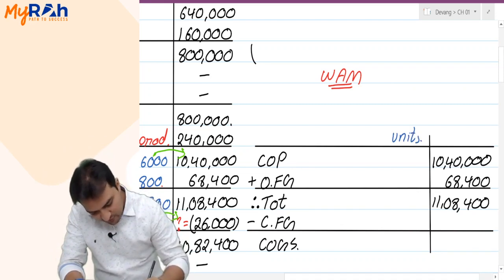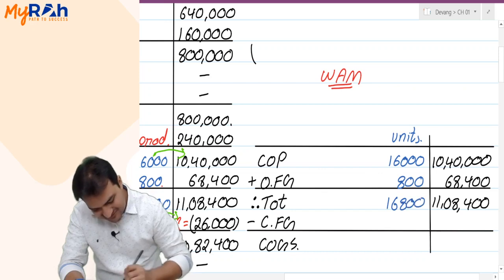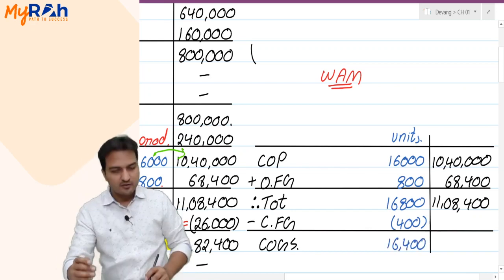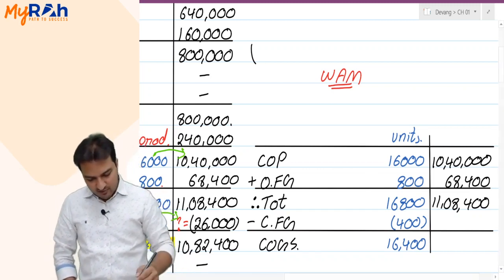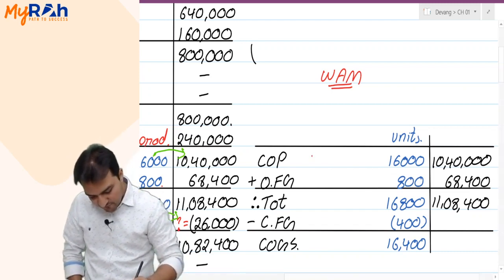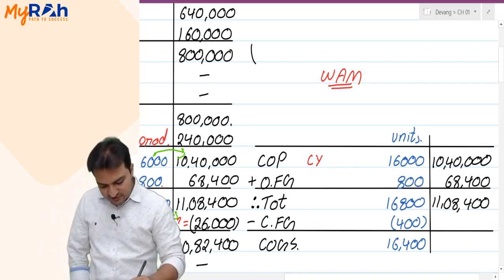Also, units I will write down for explanation. Cost of production units was 16,000. Opening was 800 units, made the total 16,800. Closing FG was 400 units, so balance was now 16,400 sold units. Remember, closing FG means unsold units. Also remember that my 16,000 production units are units of the current year. 800 opening FG units were produced in the previous year.